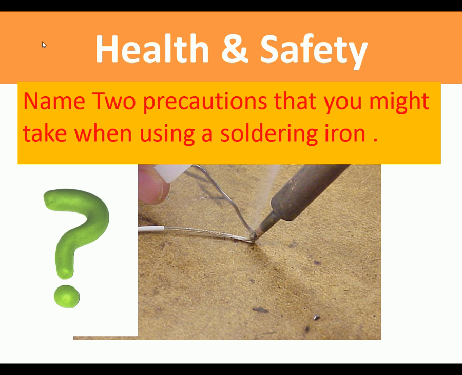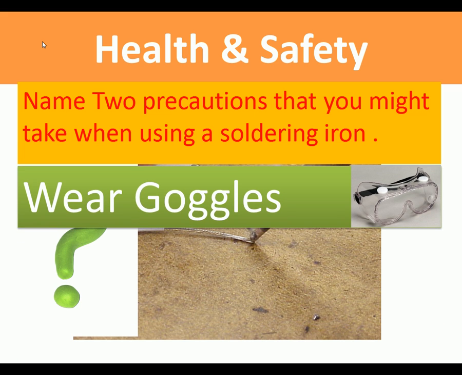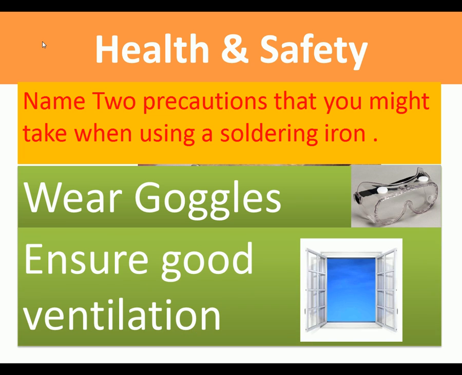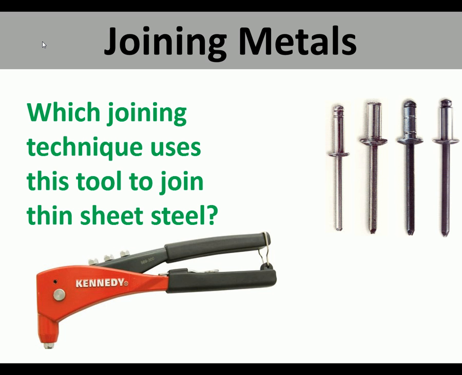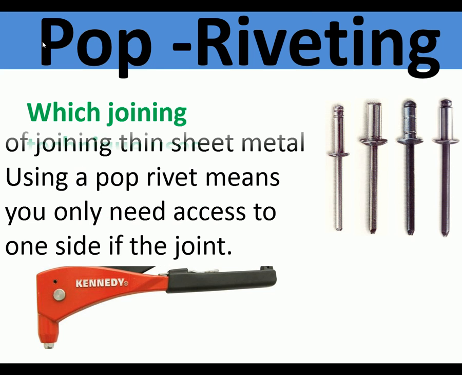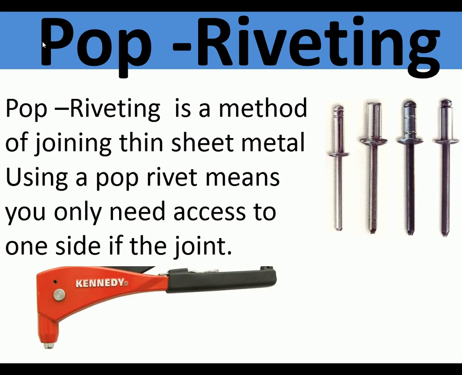Health and safety. Name 2 precautions you might take when using a soldering iron. They are: wear goggles, ensure good ventilation. Joining metals. Which joining technique uses this tool to join thin sheet steel together? It is pop riveting. Pop riveting is a method of joining thin sheet steel using pop rivets. You only need access to one side of the joint.